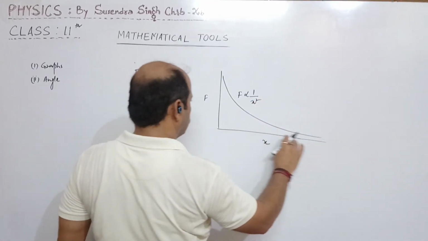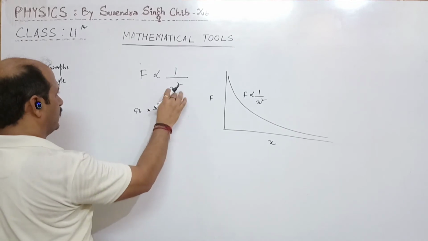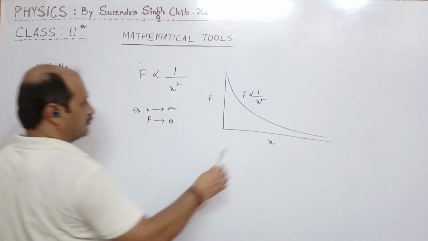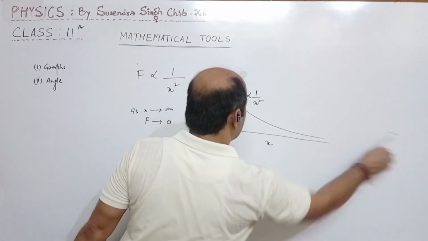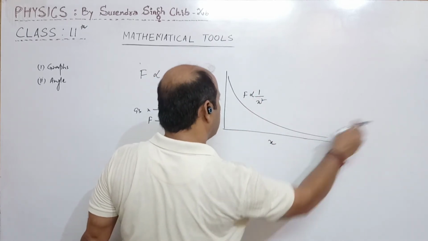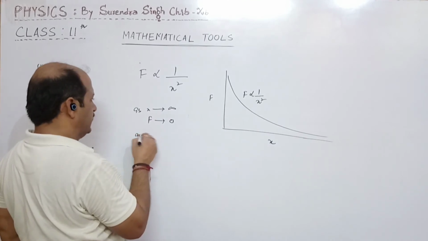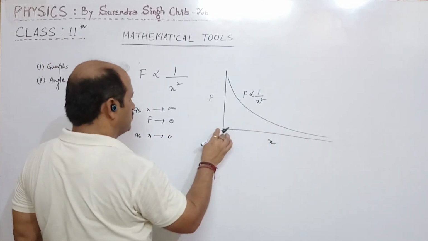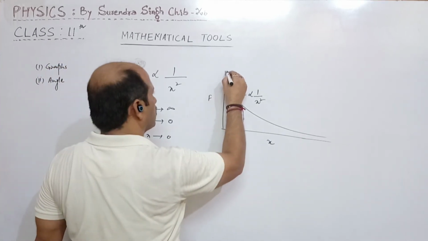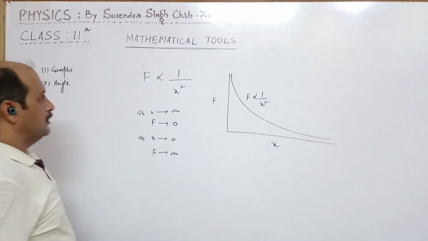As distance approaches infinity, as x approaches infinity, where will the force go? It approaches 0. So the force will touch 0 only at infinity. So this graph will touch the x-axis at infinity. And it will not touch here either, because as x tends to 0, what is 1/0? Force tends to infinite. So the graph will not touch here either. It will touch at infinity here and also at infinity here.